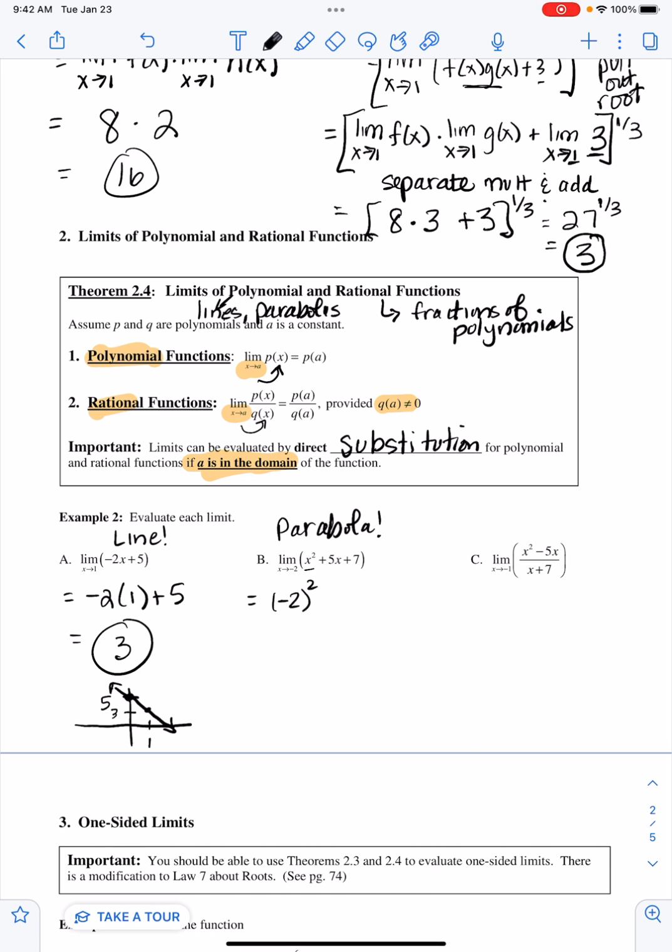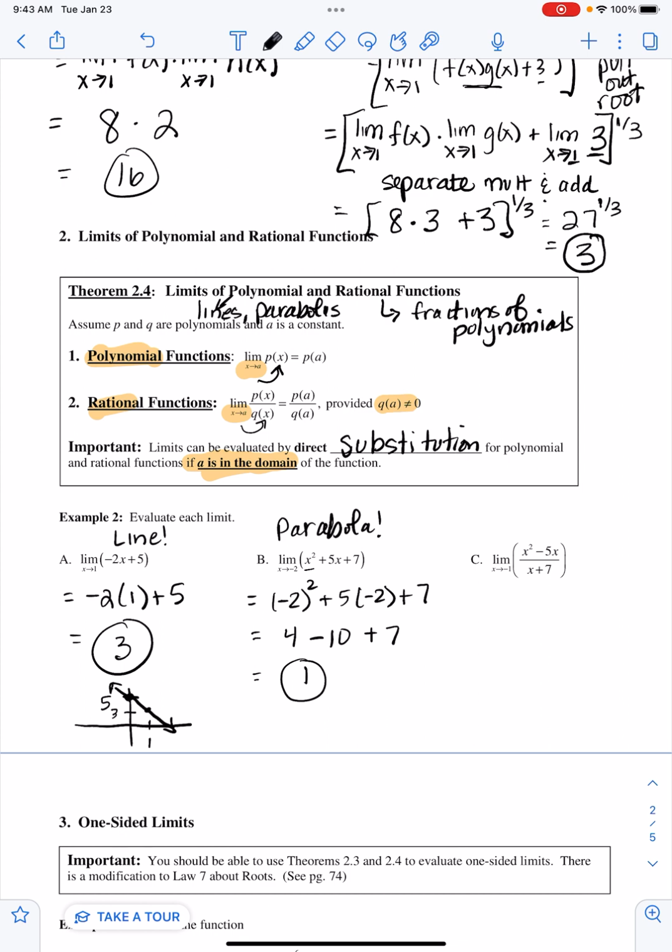So we have -2 squared plus 5 times -2 plus 7. Okay, and then when we evaluate, this one is 4. We're getting -10 plus 7. And then totaling this up, we get that the limit is 1. So we could do a similar thing, draw a picture of the parabola and show that our answer for the evaluation matches our picture. So those were both polynomial examples.